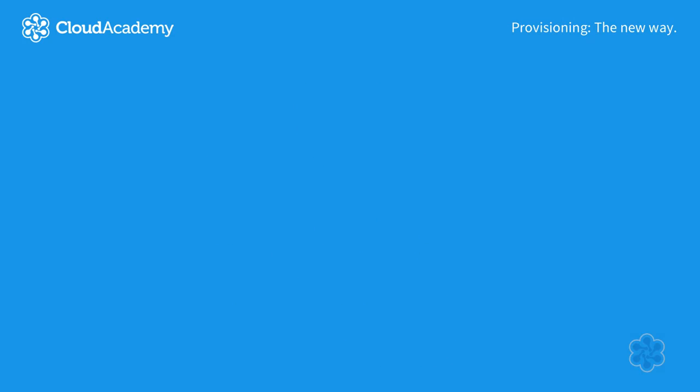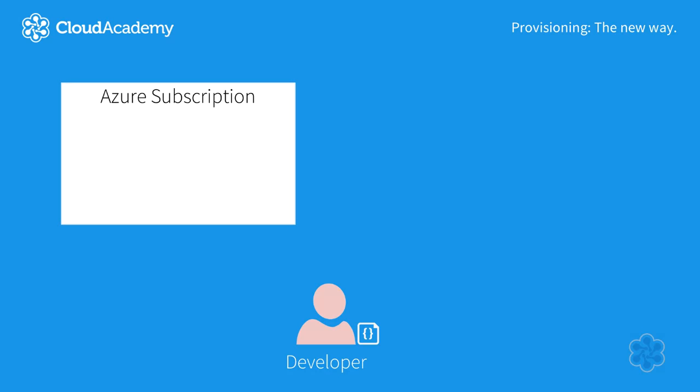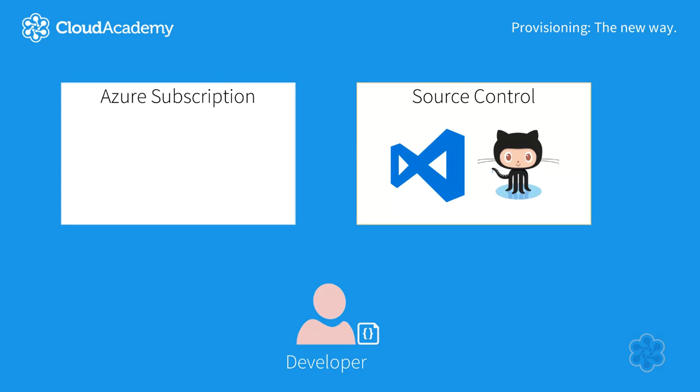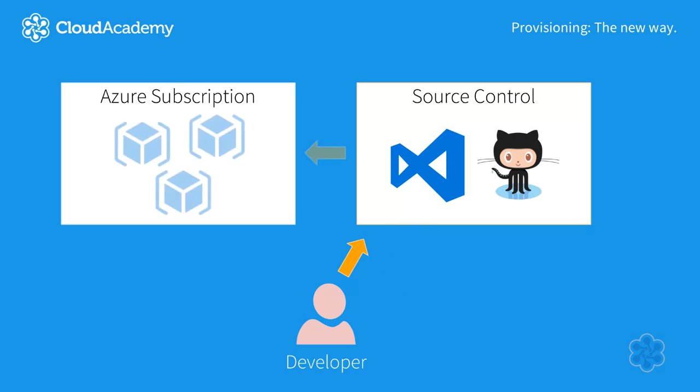Let's take a look at provisioning the new way. If you're a software developer or IT professional, you can declare your infrastructure inside of a code file which is made up of JSON objects or JavaScript object notation. The desire is to deploy this declarative infrastructure out to your Azure subscription. However, you can first put that file into source control. Once that file is inside of your source control, you can perform a deployment to your Azure subscription inside of what's called a resource group.